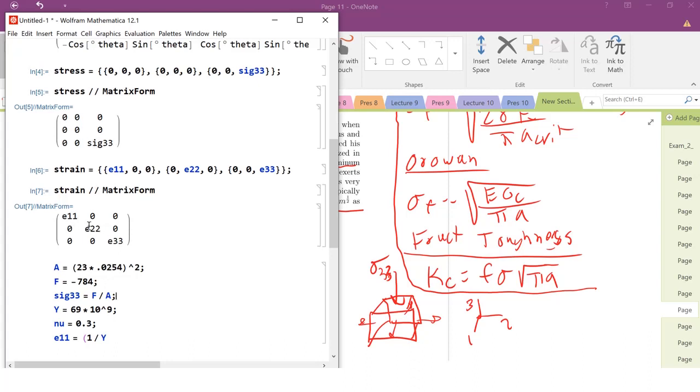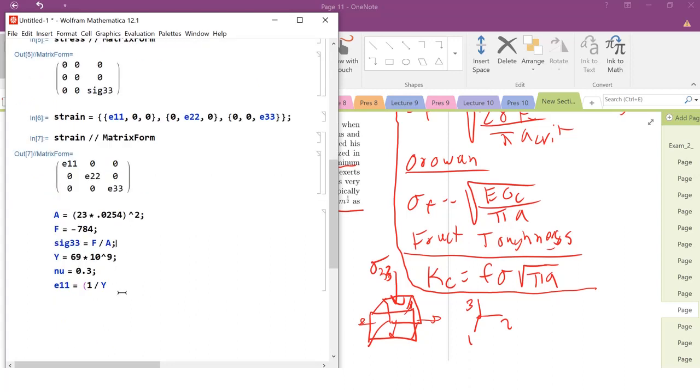Now I just need to write 3 equations to solve these 3 unknowns right here. And actually, you'll see it gets even a little bit more straightforward than that. So let's continue with defining. Now E11, so 1 over Y, what is my expression in here? First, is there any stress in the 1,1 direction? No. There's no stress in the 1,1 direction, and no stress in the 2,2 direction.